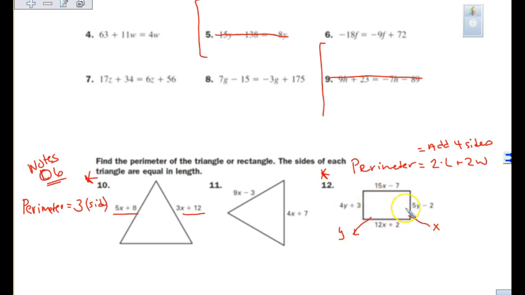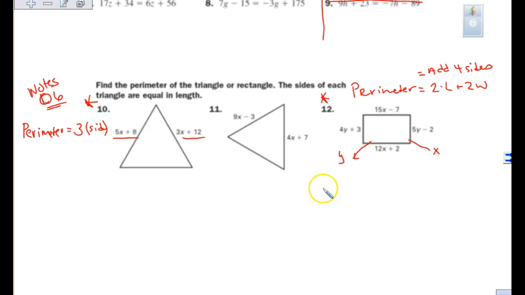What do we know about these 2 sides across from each other if I am looking at those? Sophie, what do you think? These 2 sides define y. How could I write that equation as I'm starting my homework? What do you know in a rectangle about opposite sides? They're the same or equal. So we could say 4y plus 3 equals, you have to get y equals here, okay?